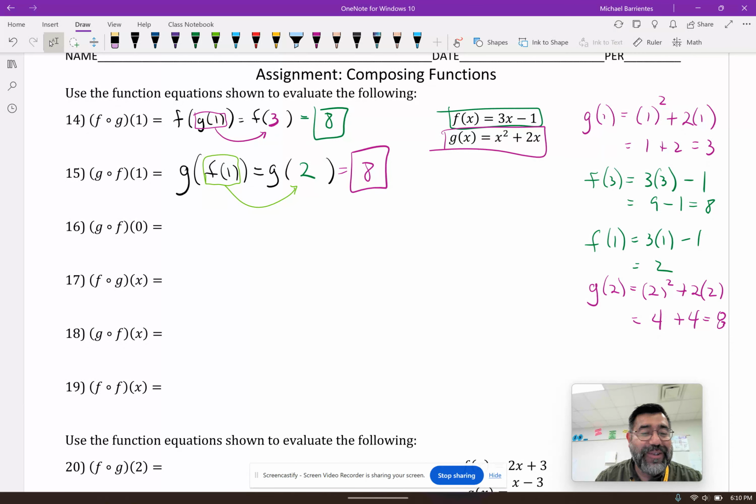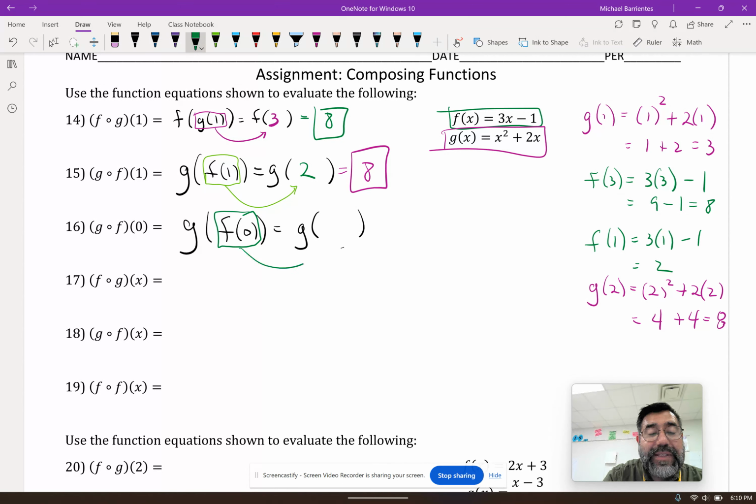So let me just go on and do number 16. Number 16, g of f of 0. Now this is eventually going to become g of something, so I need to figure out what that something is. What is f of 0, the number that's going to go here?